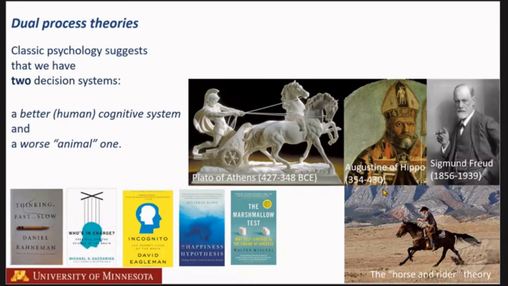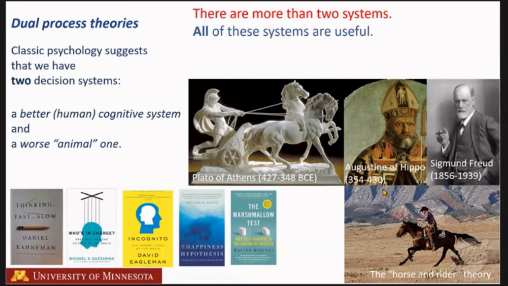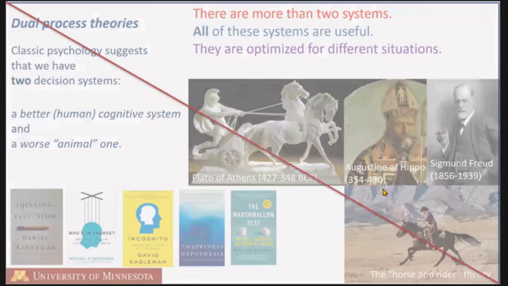And I want to reject this because, first of all, there are more than two systems. Second, all of these systems are useful. It is not that there is a better cognitive system and a worse animal one. Each of these systems is optimized for different situations, and they are therefore going to be needed in different places. So we're going to reject this as well.